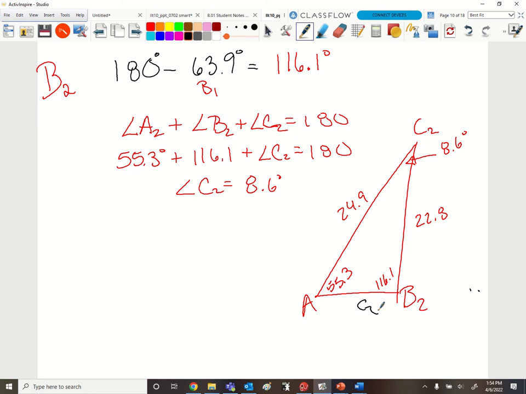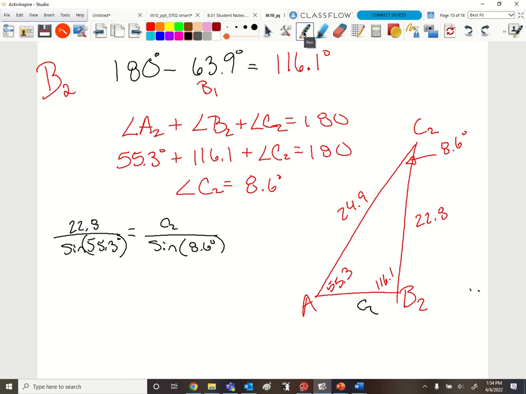Start with what I know, which was given to me: 22.8 over sine 55.3 is equal to, now if I'm looking for c, that's my variable, right? It's going to be c2. I'm going to call it c2 because there are two different values for c, and we're going to go back and find the first value in a moment. I just want to make sure we're filling all this in as we go to explain why it's like this. And then this is going to be sine of 8.6 degrees.